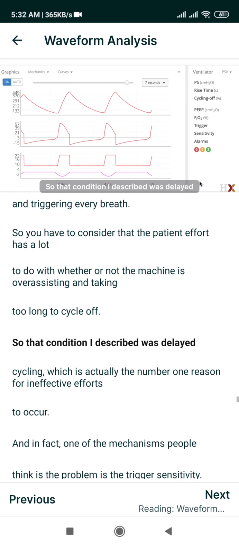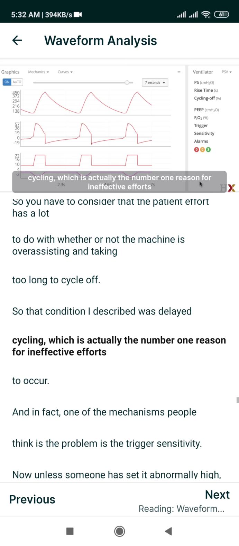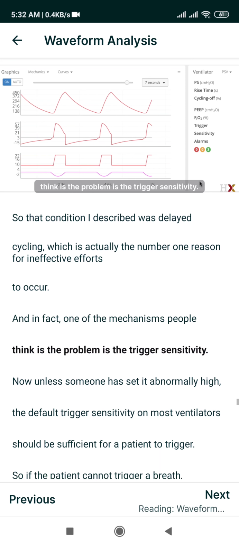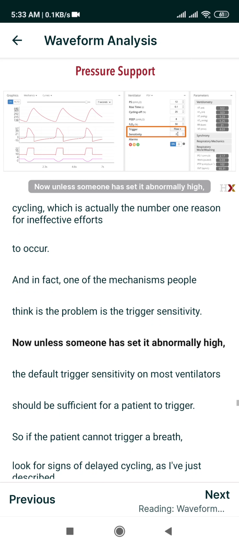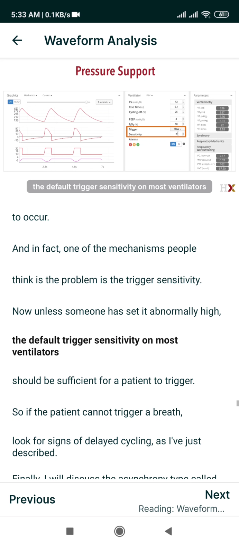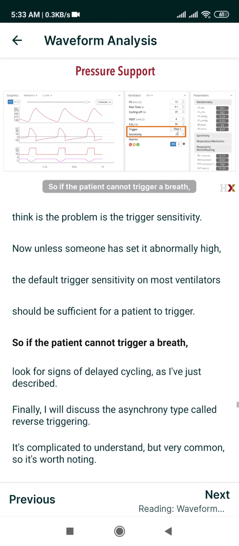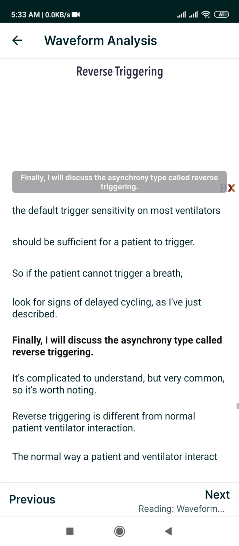So that condition I described was delayed cycling, which is actually the number one reason for ineffective efforts to occur. And in fact, one of the mechanisms people think is the problem is the trigger sensitivity. Now, unless someone has set it abnormally high, the default trigger sensitivity on most ventilators should be sufficient for a patient to trigger. So if the patient cannot trigger a breath, look for signs of delayed cycling as I've just described. Finally, I will discuss the asynchrony type called reverse triggering.